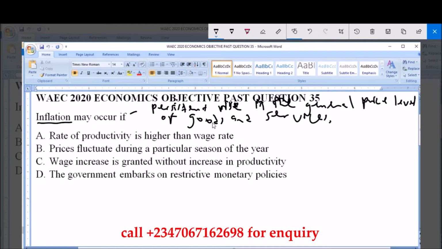Now let's look at what may lead to inflation among what is given to us. Now option A says rate of productivity is higher than wage rates. Now rate of productivity being higher than wage rates cannot lead to inflation because the productivity is more than the amount of money that can be put into circulation from the wages of the citizens. So this is not the answer to the question.